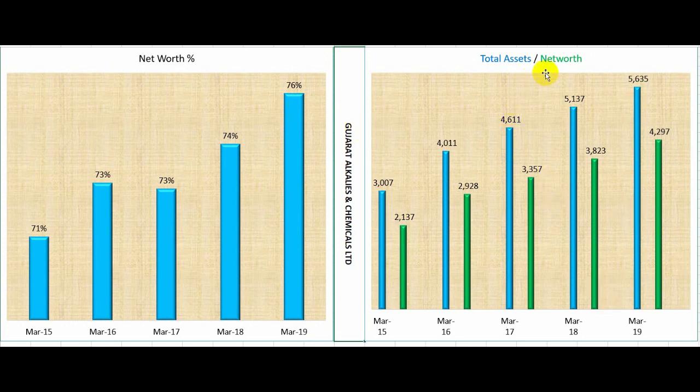In this case, of the total assets of 5,635 crores in March 19, 4,297 is contributed by the shareholders, either in terms of equity or retained earnings of the past years. So the total net worth of the company stood at 4,297 crores. This is a value contributable to the shareholders.